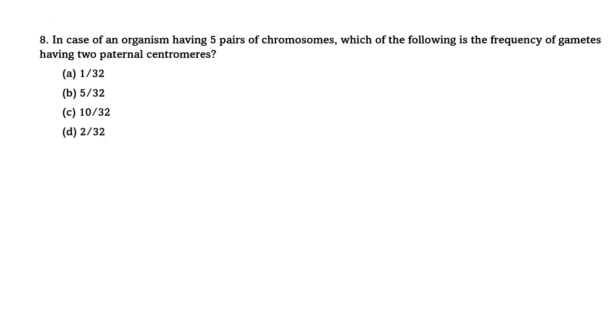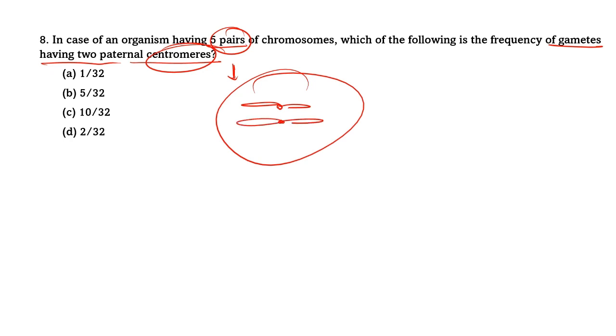Okay. In the next question, they are asking about organisms having 5 pairs of chromosomes: what will be the frequency of gametes having 2 paternal centromeres? Let us decode this question first. They are saying that in a cell there are 5 pairs of chromosomes. I'll just take one pair of chromosomes now.